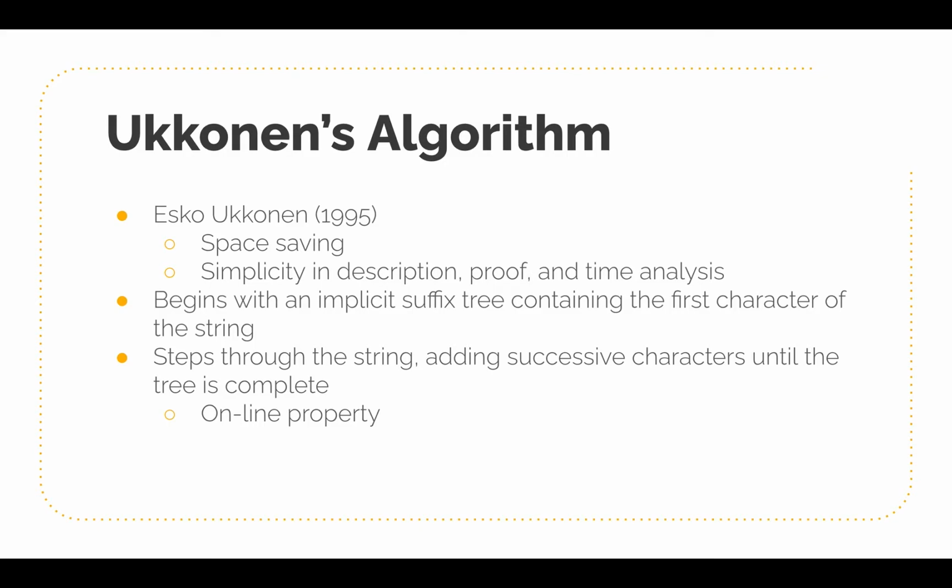So Ukkonen published his algorithm to construct a suffix tree in linear time in 1995. Compared to Peter Wiener, it saved space but was also simpler in description, proof, and time analysis. It begins with an implicit suffix tree containing the first character of the string and continues to step through the string, adding successive characters until the tree is completely built.